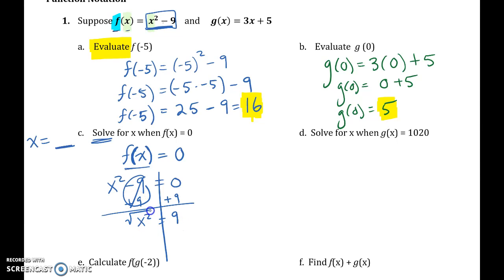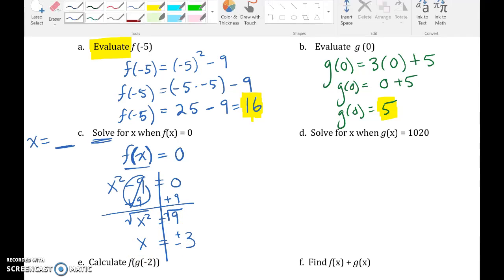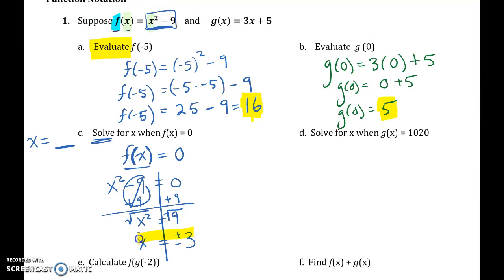Take the square root of both sides. And my final answer shows me that x can be equal to plus or minus the square root of 9, which is plus or minus 3. Because again, -3 squared would give me 9, positive 3 squared would give me 9. So that's my final solution. The function of f with an input of x results in 0, leads me to conclude that x equals -3 and/or positive 3.